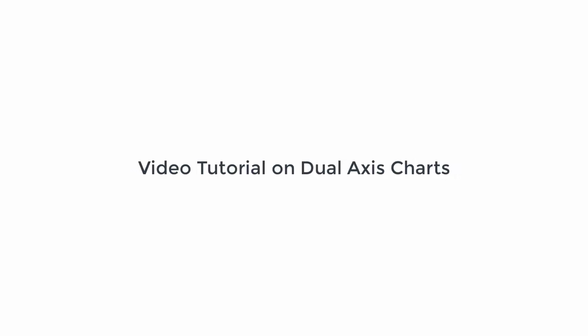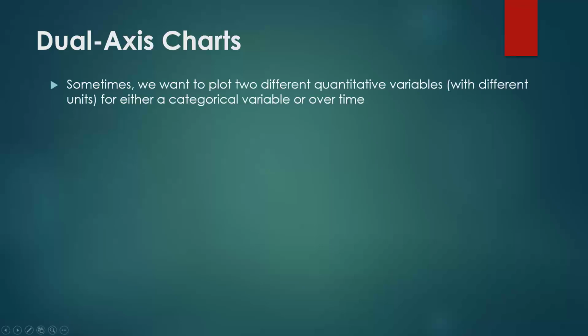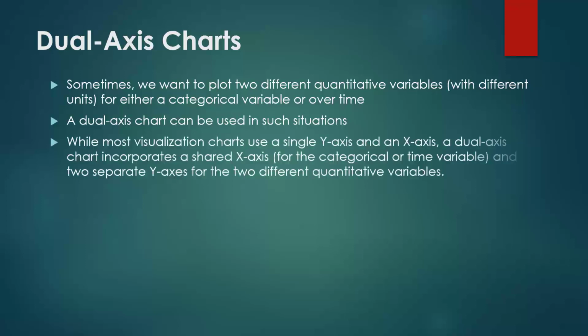In this video, we will talk about dual axis charts. Sometimes we may want to plot two different quantitative variables having different units for either a categorical variable or over time. A dual axis chart can be used in such situations.